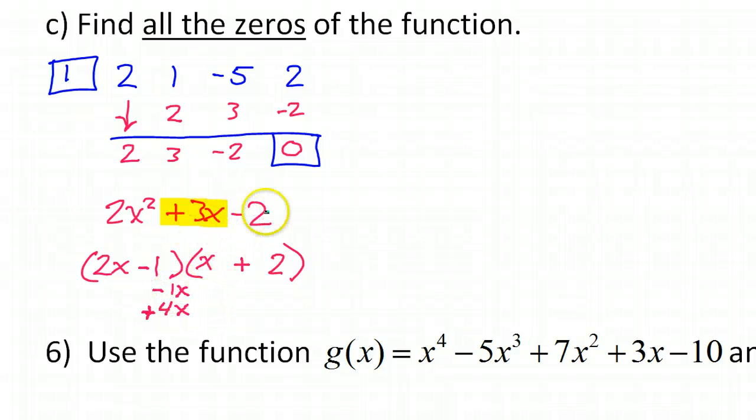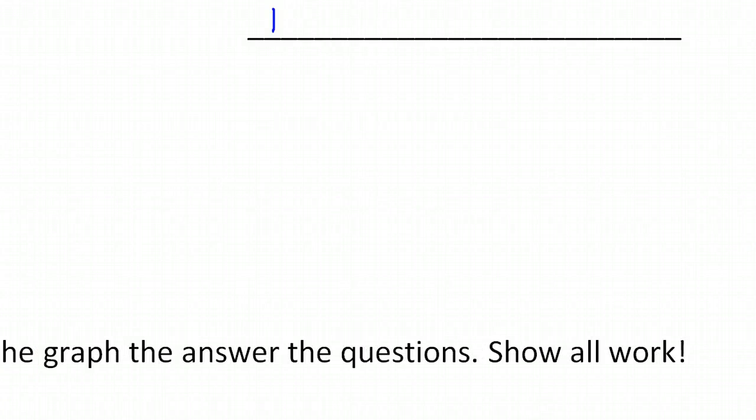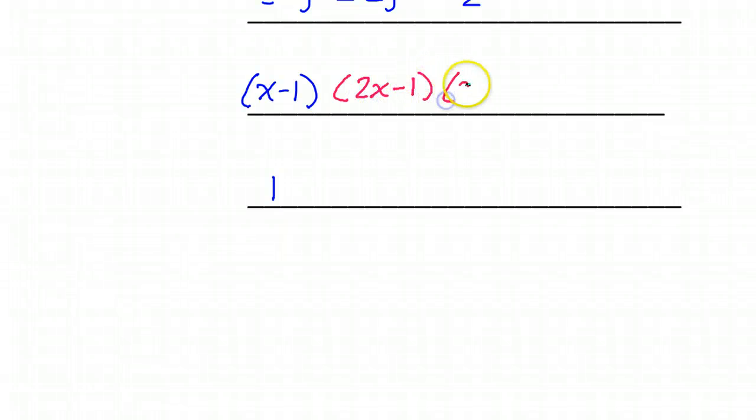Does that make negative 2? Well, sure. Negative 1 times positive 2 is negative 2. So this is the correct factorization. 2x minus 1, x plus 2. Okay, so we'll have 2x minus 1 and x plus 2 to complete the factored form.